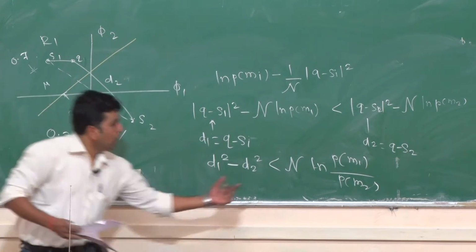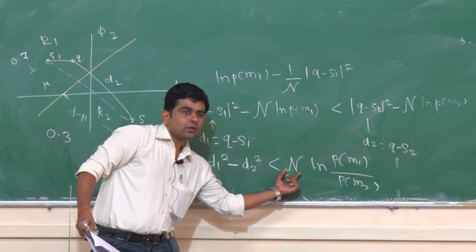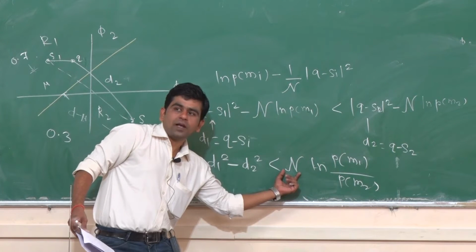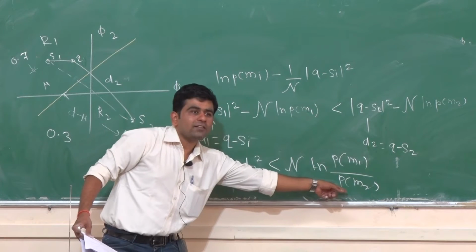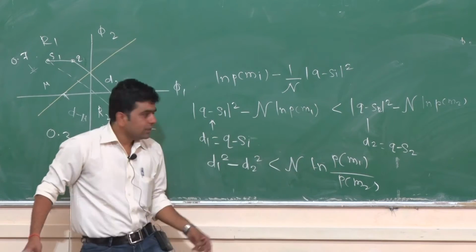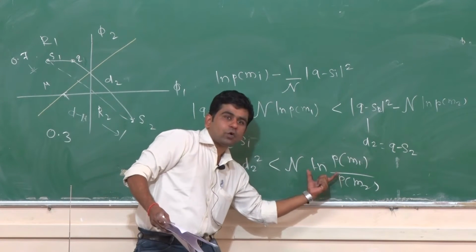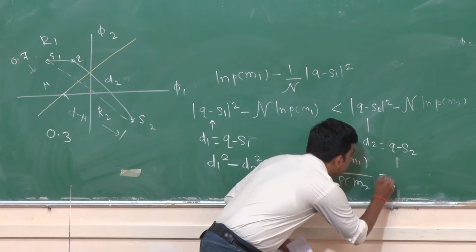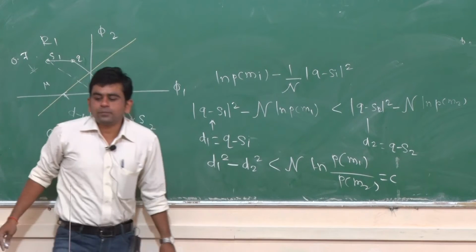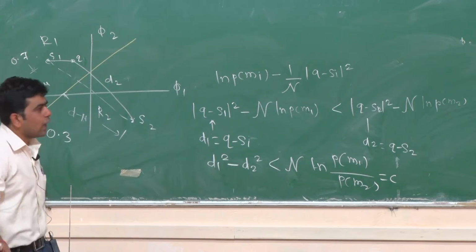So here this quantity is fixed. The probability density function for noise is fixed, and natural log of 0.7 divided by 0.3 is again fixed. So we can see that this quantity is constant. Is it a constant? Yes or no? So this is equal to C. This is called a constant.